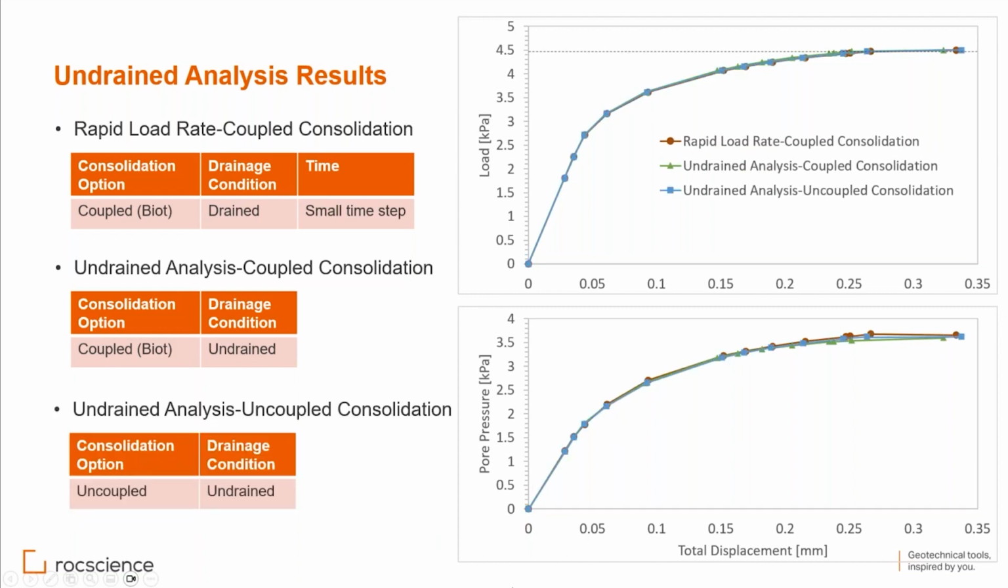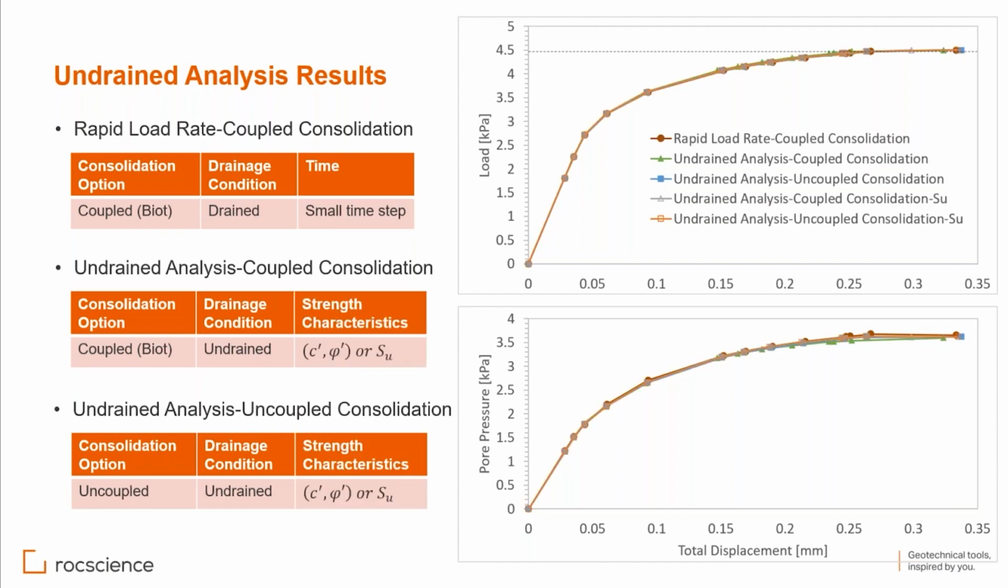The other option is uncoupled consolidation. In the project settings, you just set the consolidation formulation to uncoupled. Again, as you see here, all of these match the same pattern for displacement and also development of pore water pressure.